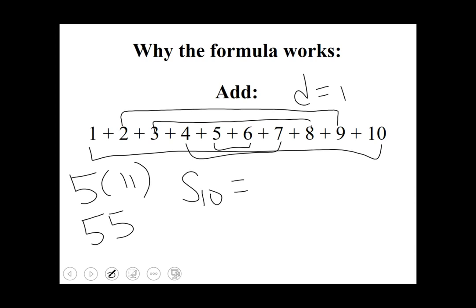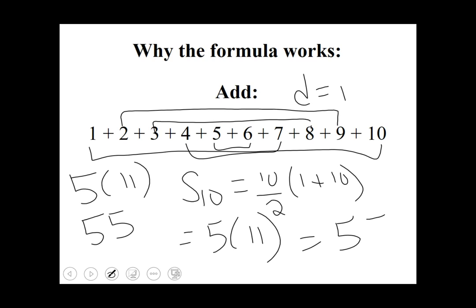To find the sum of the first 10 terms, you're going to do the number of terms, which is 10, divided by 2. You're going to do the first term in the series, which is 1, plus the last term in the series, which is 10. If you simplify that, that's exactly where 5 times 11 comes from, and you'll see that you get that sum of 55 either way.